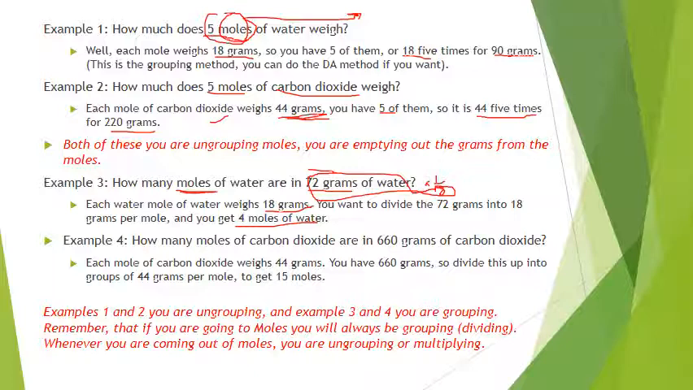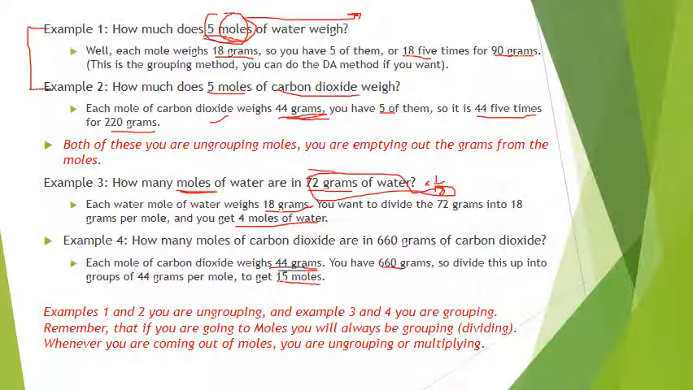And we'll do another problem here. How many moles of carbon dioxide are in 660 grams of carbon dioxide? Well, each mole is 44 grams. You divide that up into groups. Divide the 660 up into groups of 44. You end up with 15 moles.